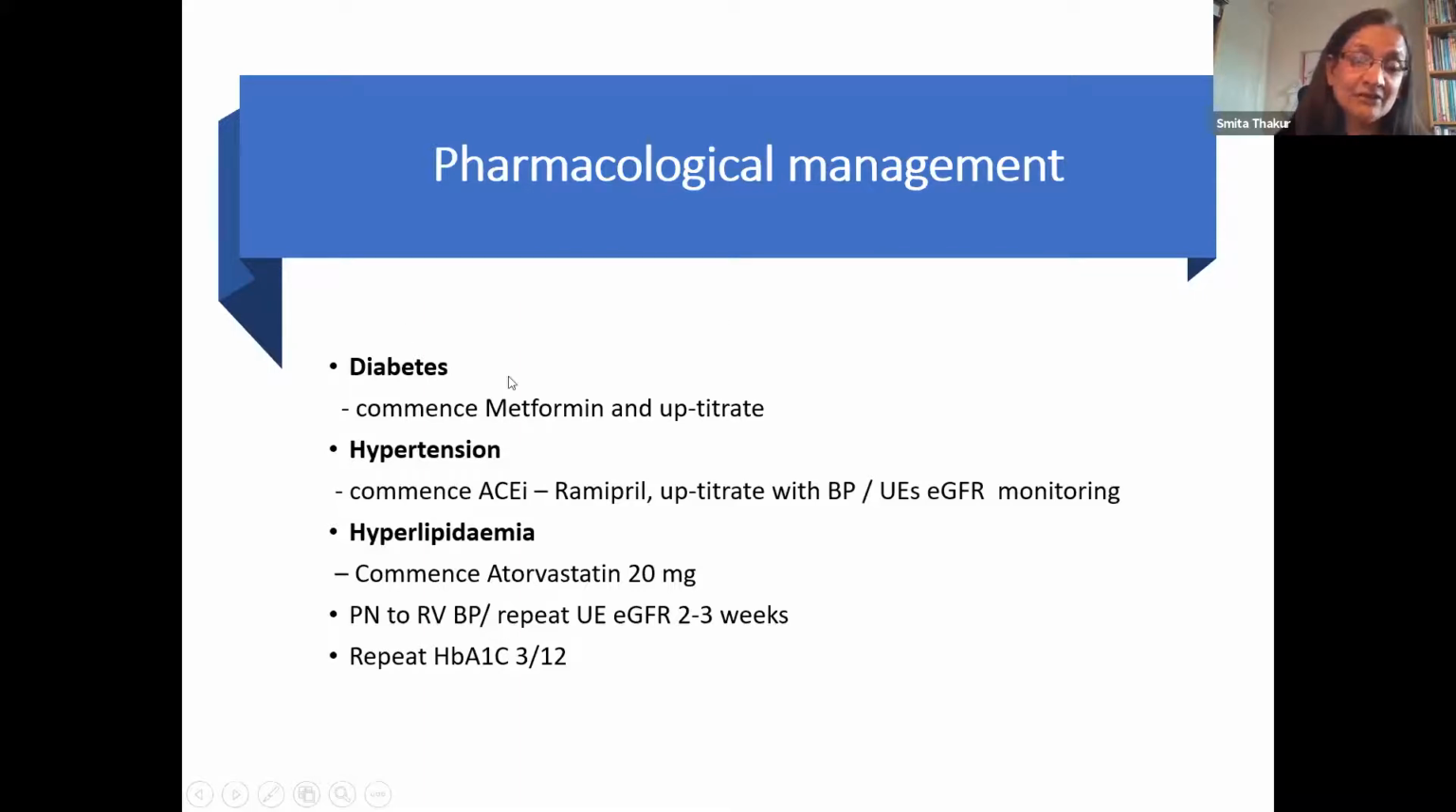As someone said very rightly, we start metformin and up-titrate, start ramipril with close monitoring of blood pressure, U&Es and eGFR, and commence atorvastatin 20. Once we've done this, we bring them in to see the practice nurse to review the blood pressure and repeat U&Es and eGFR in 2 to 3 weeks. Why do we need to do that? Because we are starting them on ramipril. If the patient has renal artery stenosis, it will worsen very significantly. So once we start an ACE inhibitor, we repeat U&Es and eGFR in 2 to 3 weeks. And then we have a plan to do an HbA1c in 3 months.